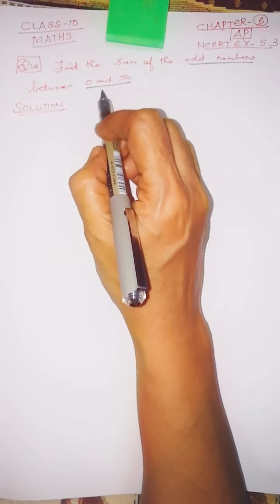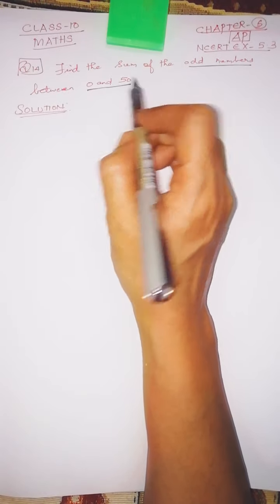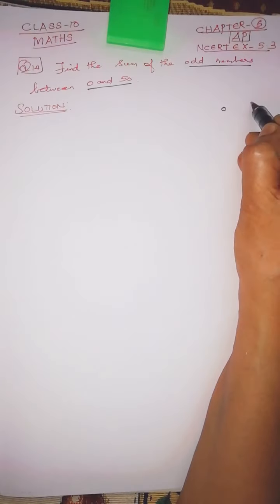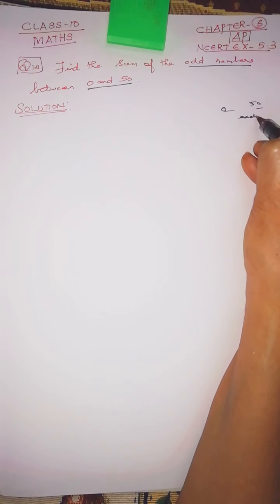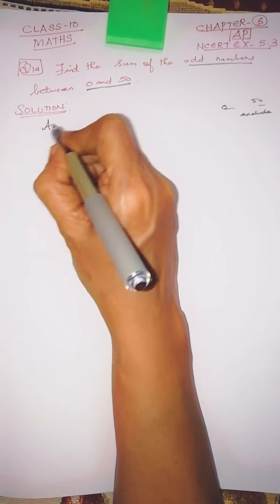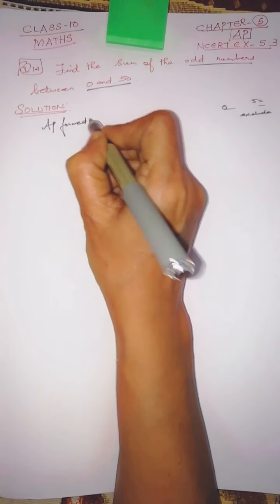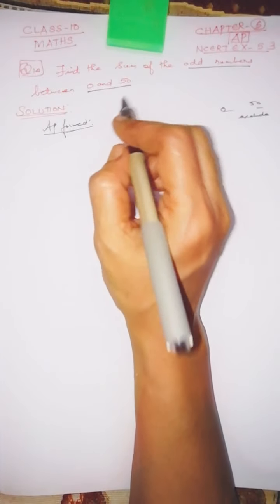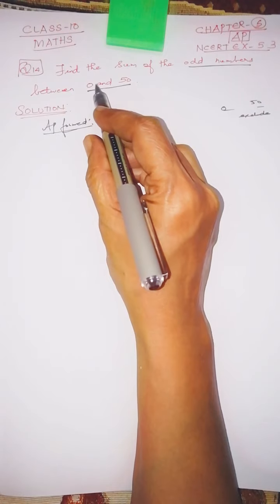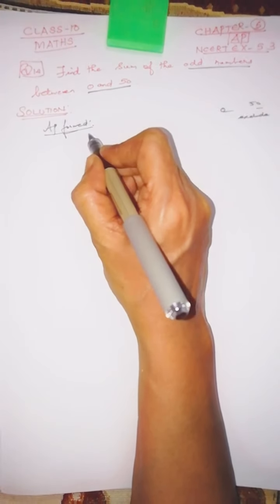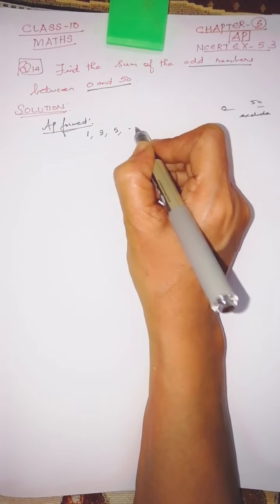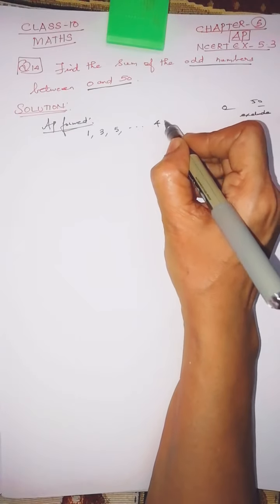So now we have to make an AP from the given data. Between 0 and 50 means the first number 0 and the last number 50, both you should exclude. So the AP formed for the given data will be by excluding 0 and 50. You all know odd numbers will be ending with 1, 3, 5, 7, 9 like that. So 0 you are excluding and 50 you are excluding. So the AP formed will be 1, 3, 5 and so on. So 50 before, that is 49.